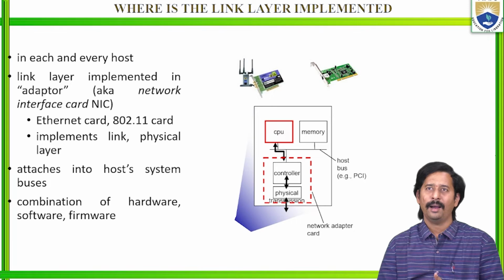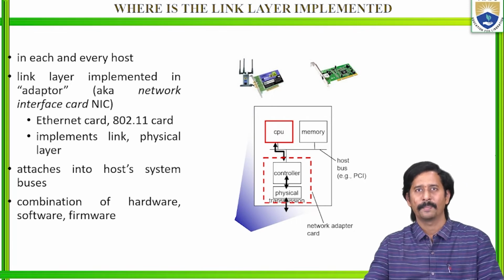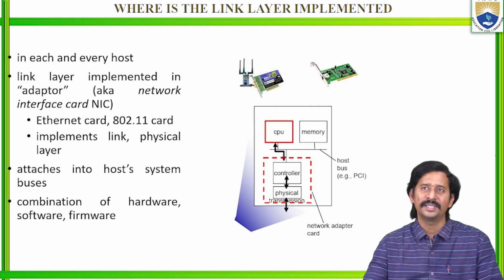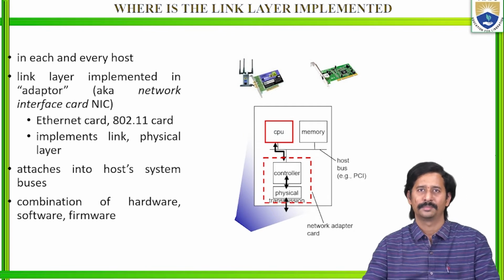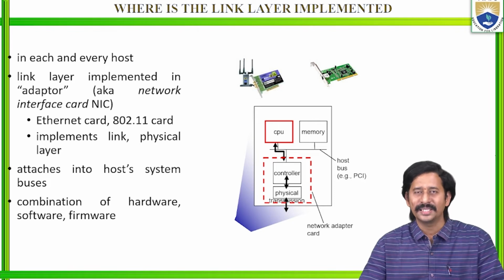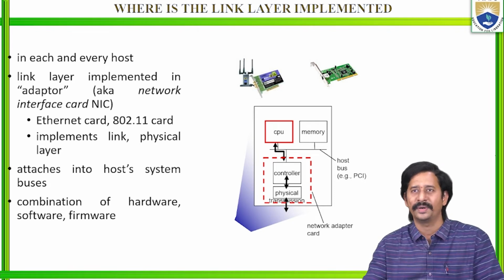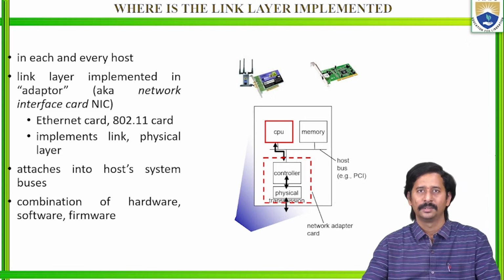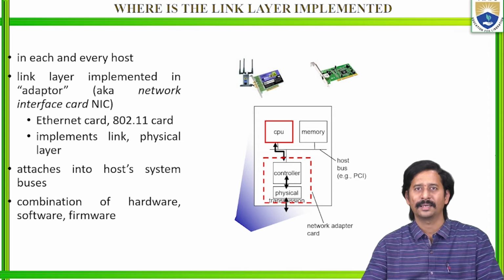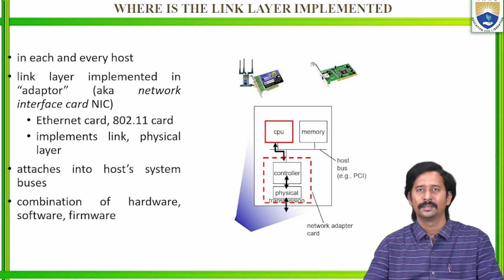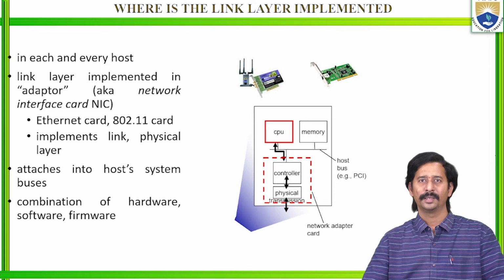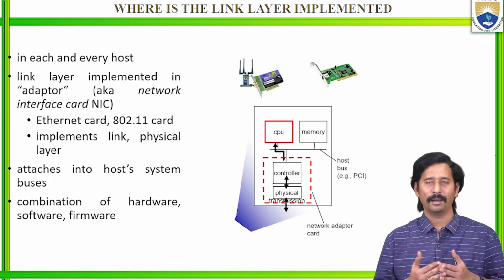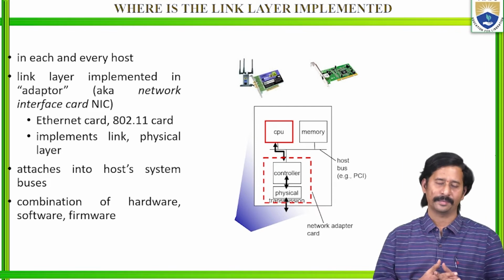Next, where is the data link layer implemented? Basically, the data link layer is implemented in each and every host. The link layer is implemented in an adapter, which nowadays we call a network interface card, NIC. There are a number of variants, like the Ethernet card and the IEEE standard 802.11 card. This data link layer implements the link as well as the physical layer.